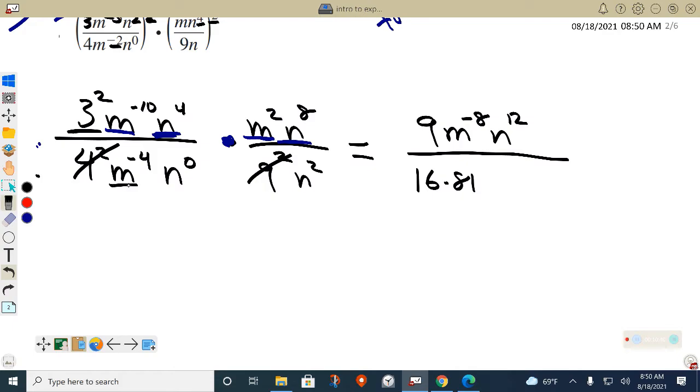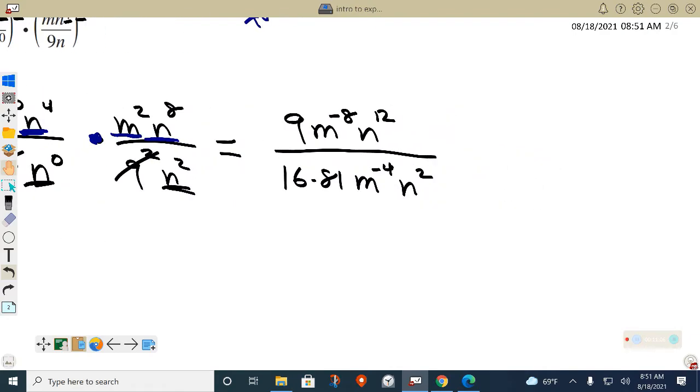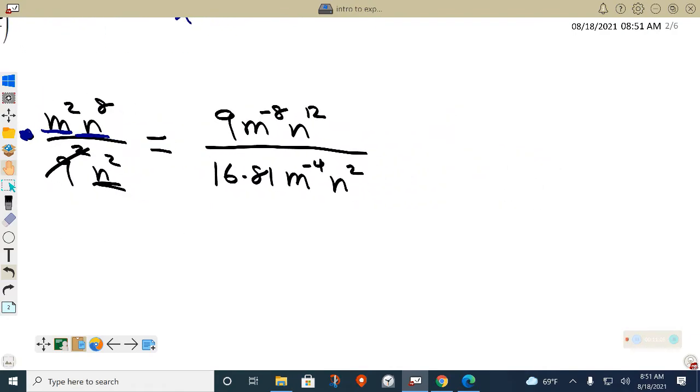M to the negative 4th, huh? I can't multiply that with anything, so I'm just going to put that there. I like to cross it out when I'm done. N to the 0 times n to the second, same base. Would you still be adding those together? So it's n to the second. N to the second power, huh? So far, so good. Rocking and rolling. Let's clean it up still. We still got stuff to clean up though.